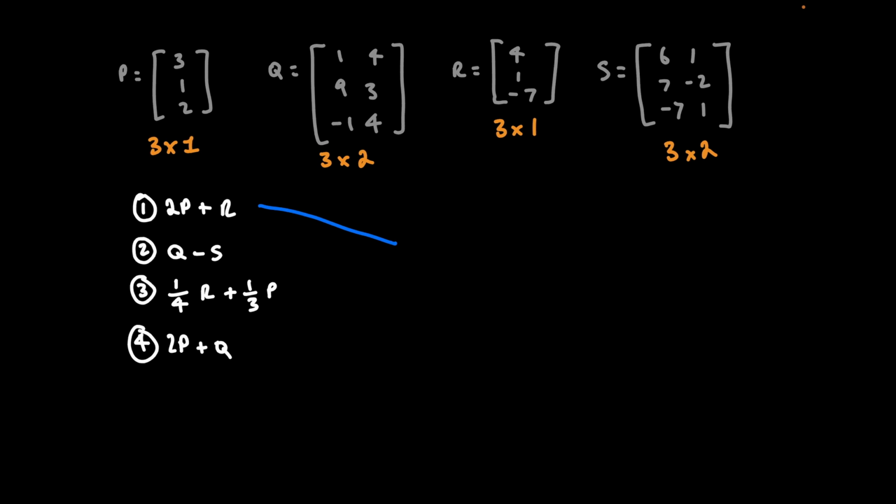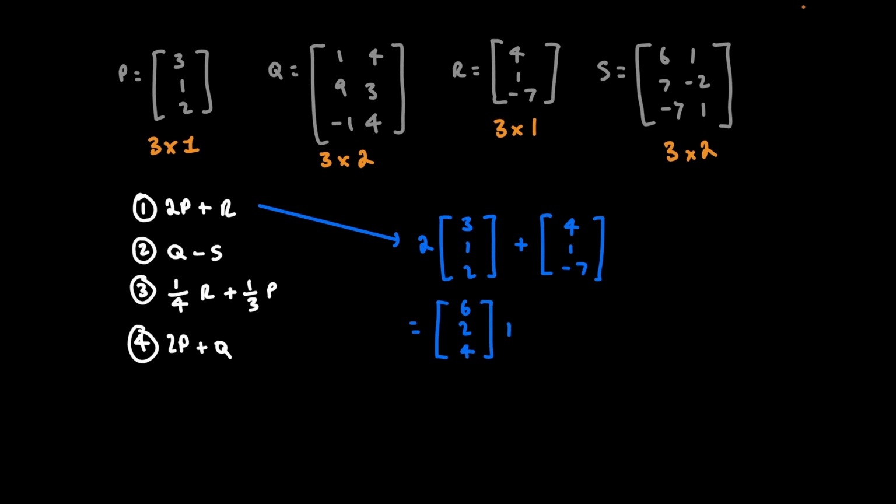Question number 1. What is 2P plus R? Well, first let's write it out in matrix form. So this is 2 times matrix P, which is 3, 1, 2, plus the matrix of R, which is 4, 1, negative 7. Let us first evaluate the scalar multiple. So 2 times each of the elements in this matrix is just 6, 2, 4, plus the matrix of 4, 1, negative 7.